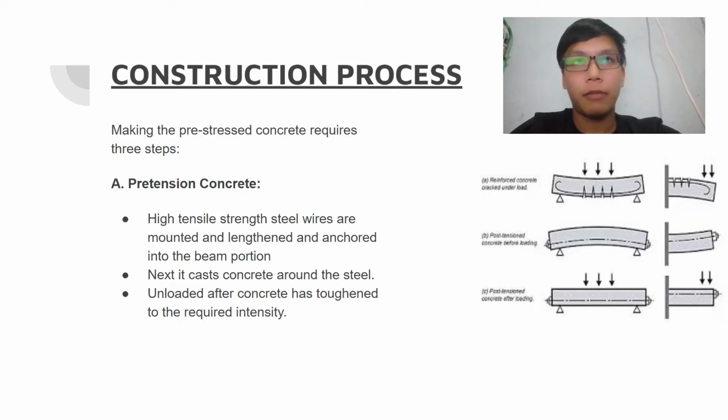Construction process. Making prestressed concrete requires 3 steps. A. Pretension concrete. High tensile strength steel wires are mounted, lengthened and anchored into the beam portion. Next, concrete is cast around the steel and then unloaded after the concrete has gained the required strength.